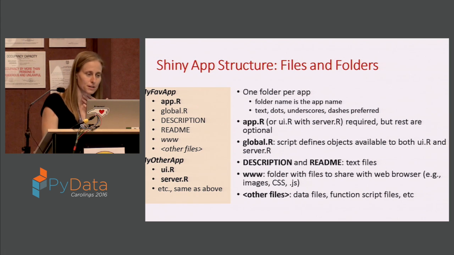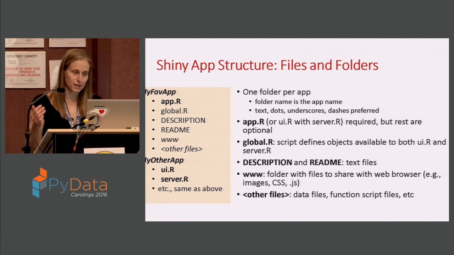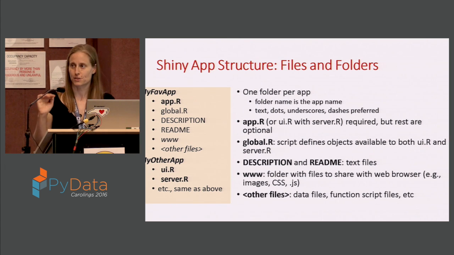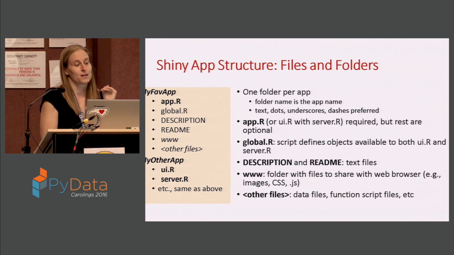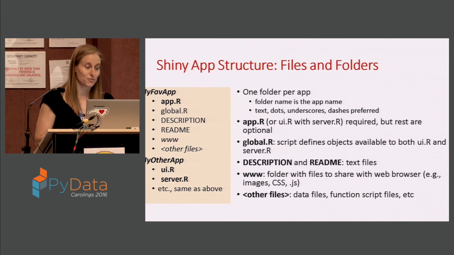So the Shiny app structure also has some rules about how files and folders are arranged. You're going to create your app, and it doesn't have to be called app.R, but something.R, but it has to be inside a folder with all of these other things, if you have other things. So if you are going to have images, say, embedded in your Shiny app, then you need to have this www folder with your images in it.